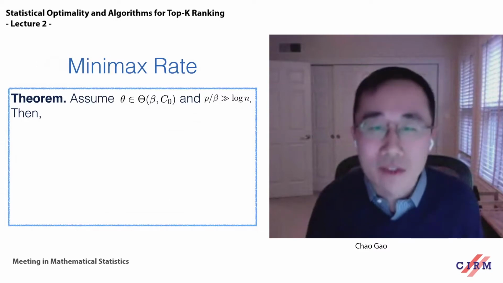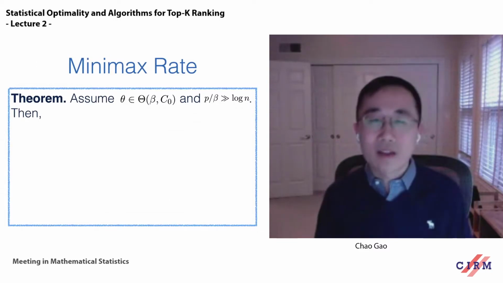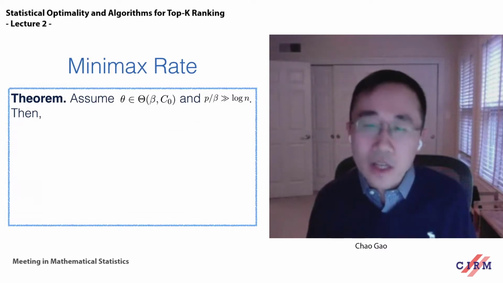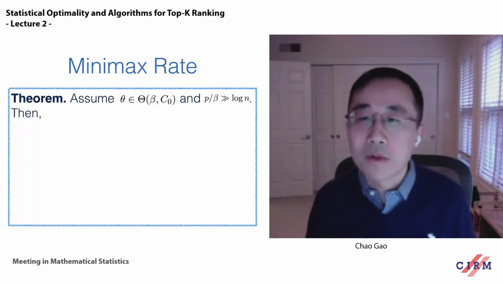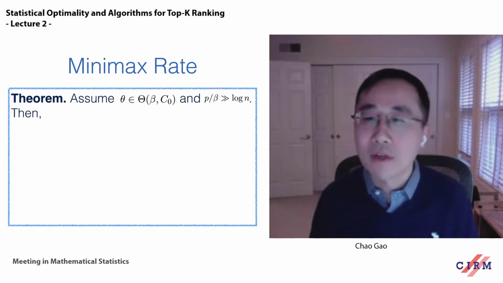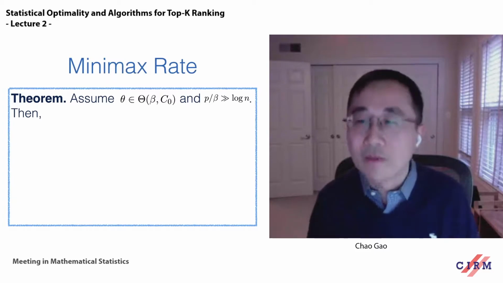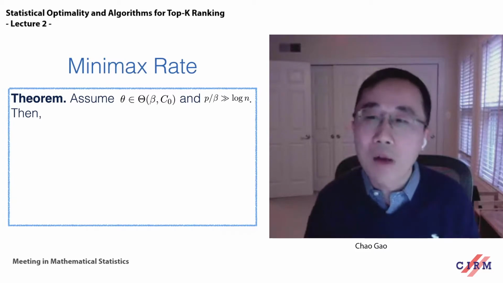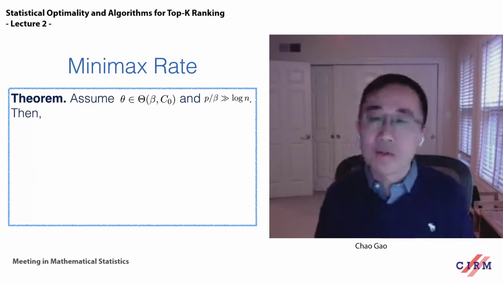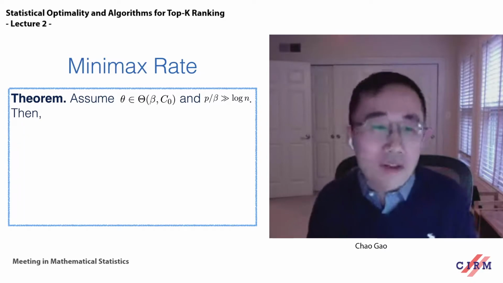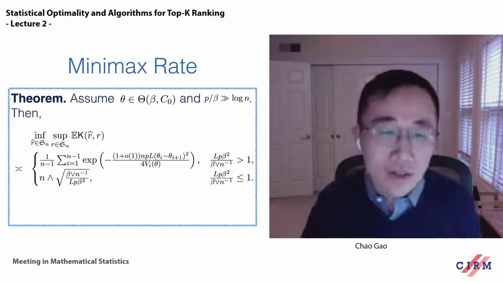So this is the main result. Let me assume, again, theta is regular, and here we have a different assumption for the connectivity of the random graph. We assume p over beta is at least of order log n. So this is a different assumption from the one you have in the Gaussian model. I will come back to this assumption later and tell you the meaning of this assumption. But first, let's just move on and see the result.